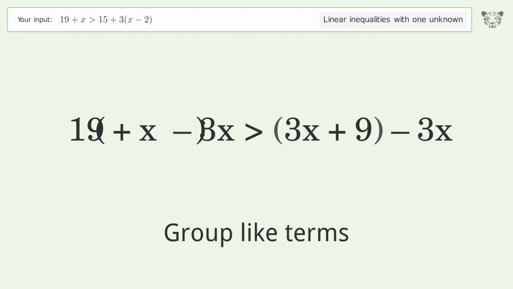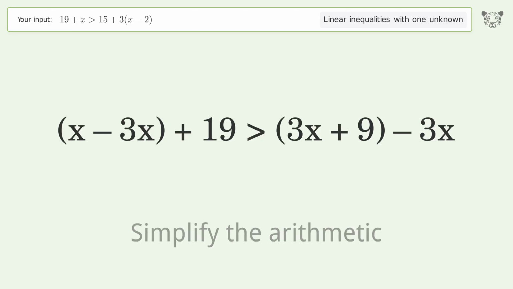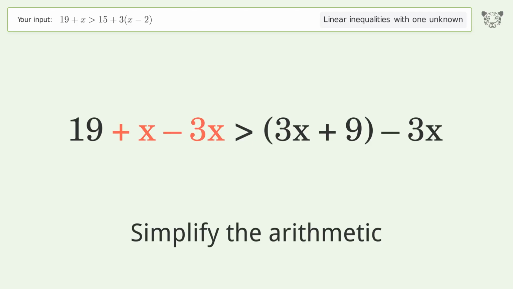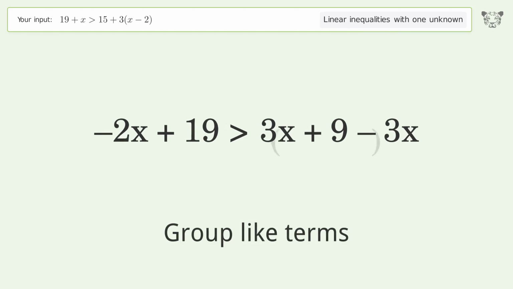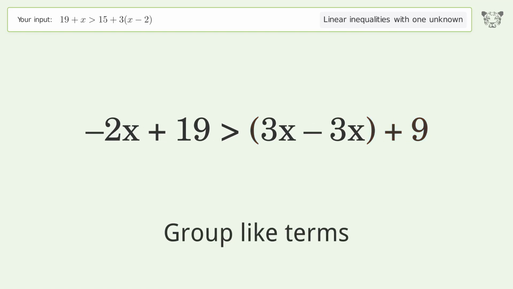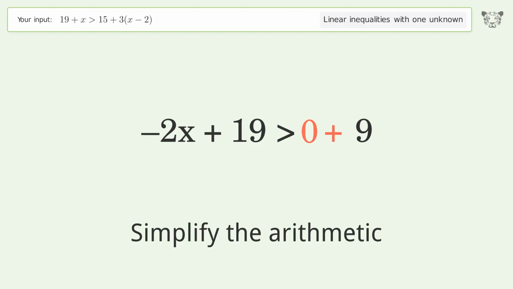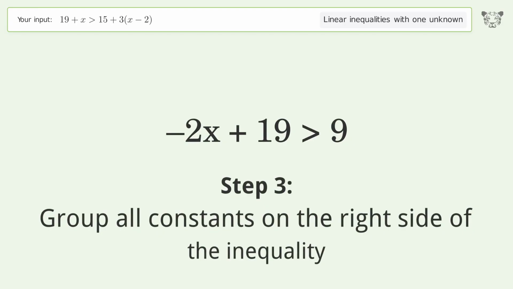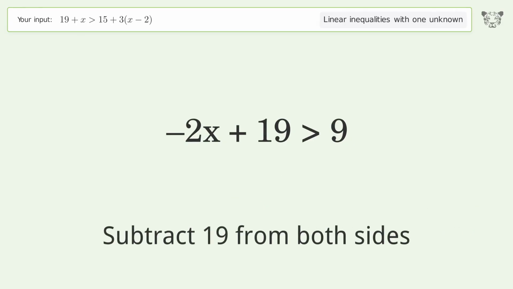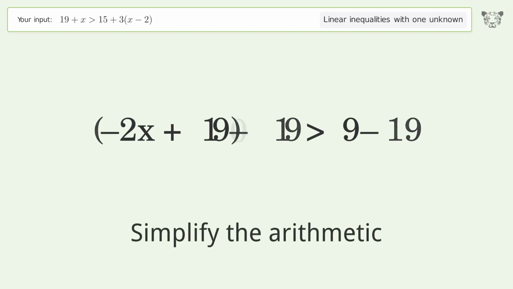Group like terms. Simplify the arithmetic. Group like terms. Simplify the arithmetic. Group all constants on the right side of the inequality. Subtract 19 from both sides. Simplify the arithmetic.